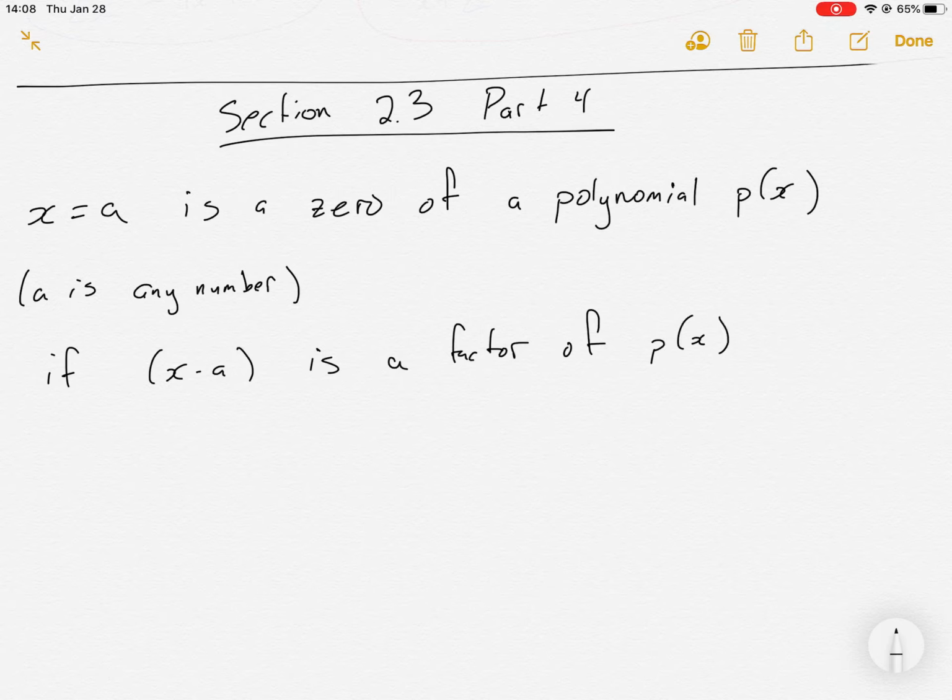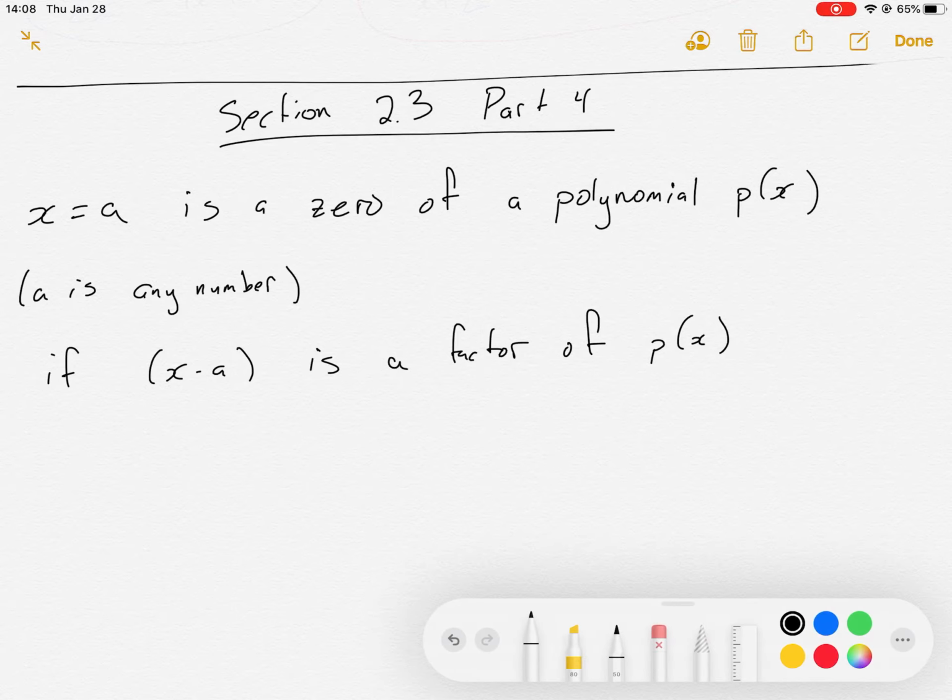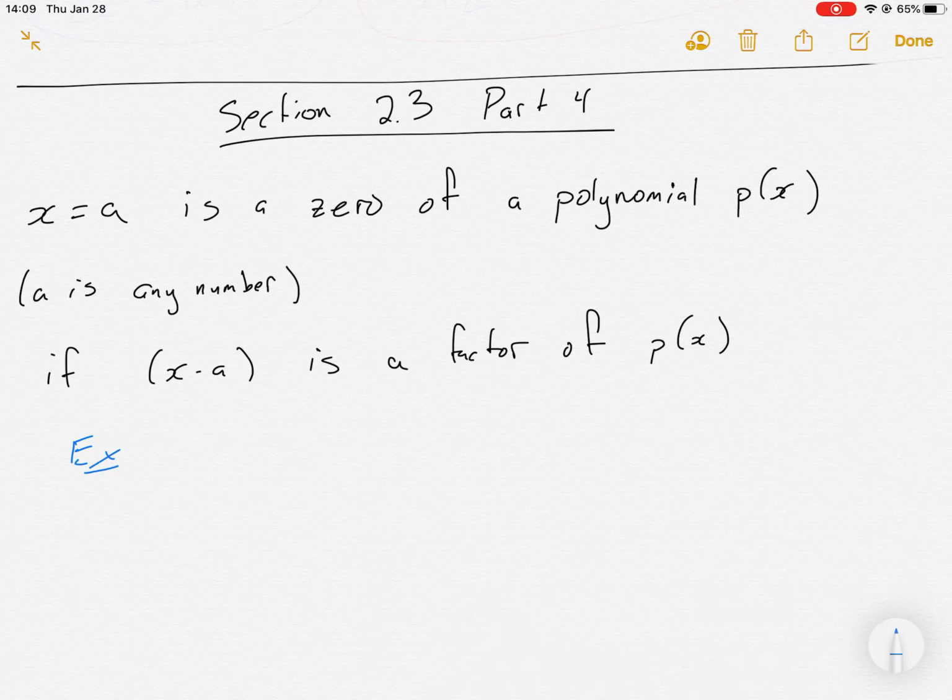Now this may seem like a relatively simple result. We've already talked about this. If x minus 2 is a factor, then x equals 2 is a 0 or a root, etc. So that's all we're saying here, but it's worth reminding everyone. So we kind of use these words interchangeably.